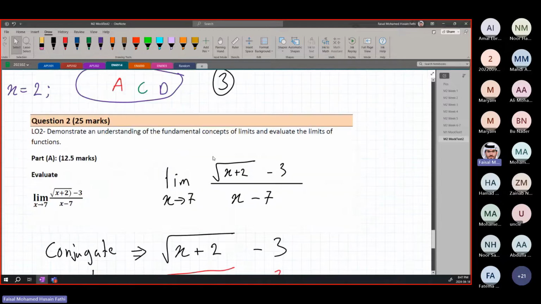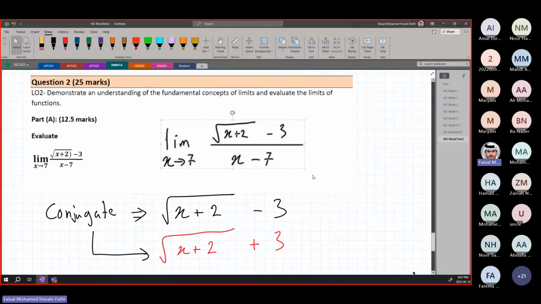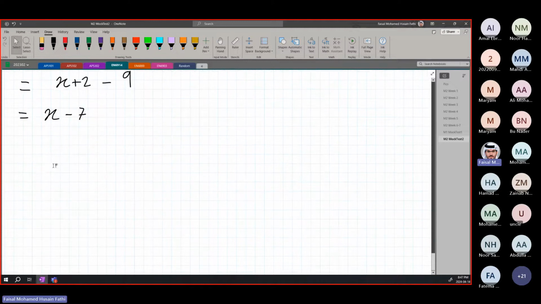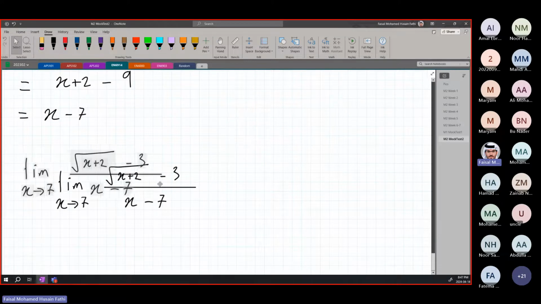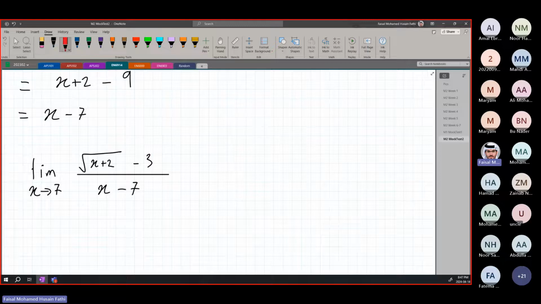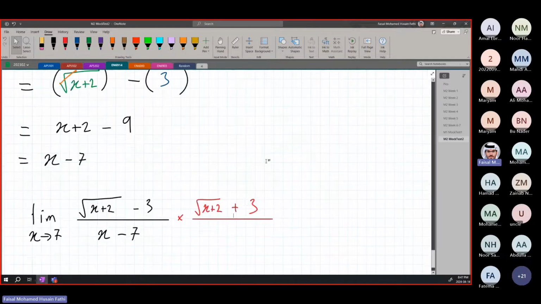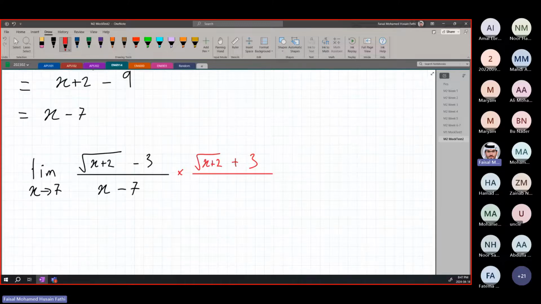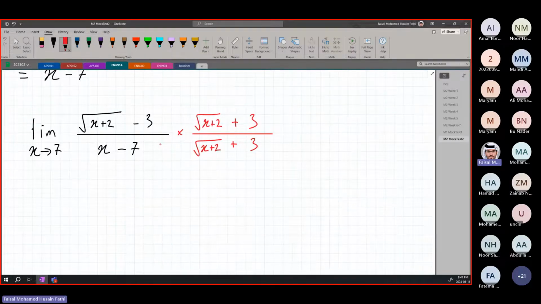So how do we do this now in the limit? In the limit, obviously, anything you're going to multiply at the top, you're going to have to multiply again at the bottom. So we have at the top the square root of x plus 2 plus 3, which is the conjugate, divided by again the same conjugate, because anything you multiply up, you're going to have to multiply down. So now we can simplify this.